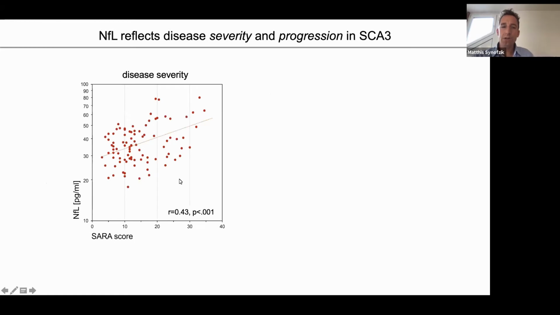Looking at this more closely, we were correlating NFL with the SARA score, and we saw at least a moderate correlation between the SARA score and NFL levels. So this argues for the fact that you might want to use NFL as a disease severity fluid biomarker.